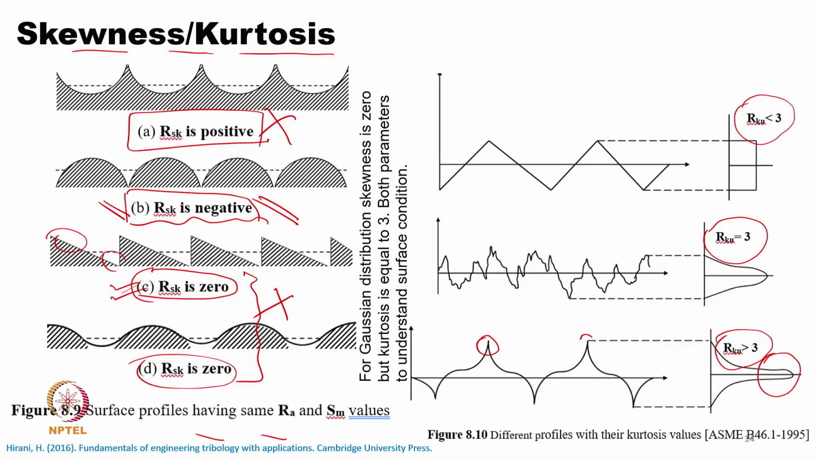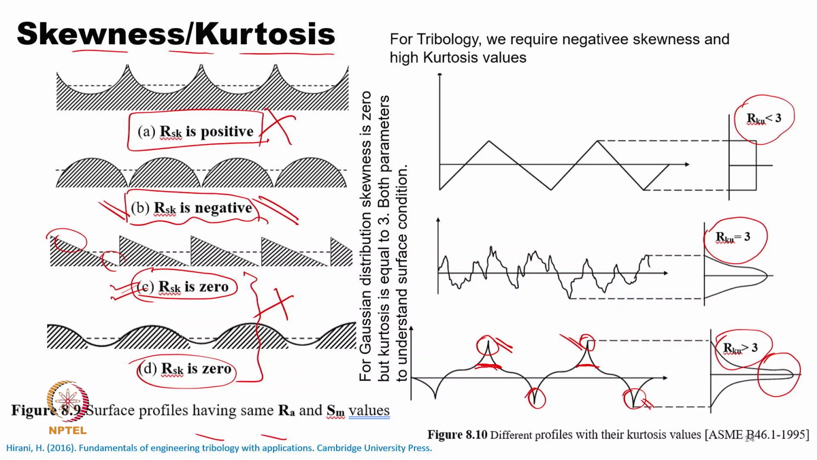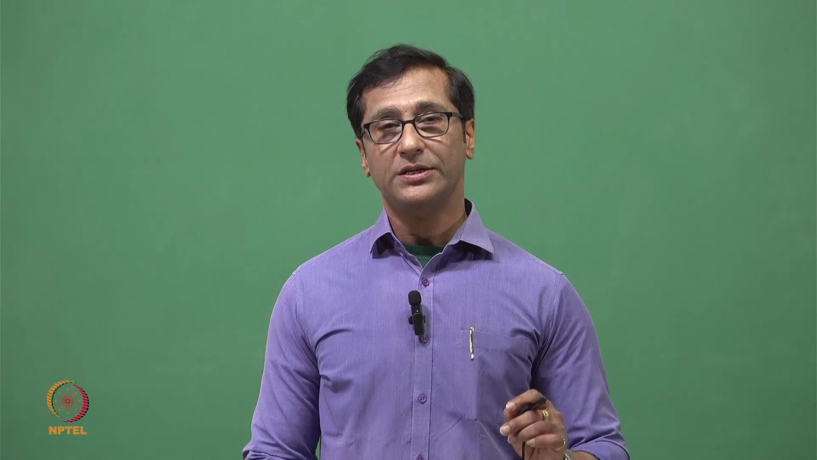I agree with that, but we know these high peaks can really be trimmed under running in. After trimming it will turn out like this, but the valleys will not be affected. If it is really a trimming of the highest peaks, I'll get a negative skewness, and I'll get this kind of curvature, so it will really help me from a tribological point of view. That's why we say from a tribological point of view, we require a negative skewness and high kurtosis value. It is very important to keep that in mind.